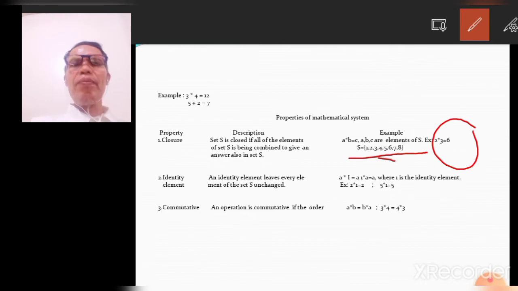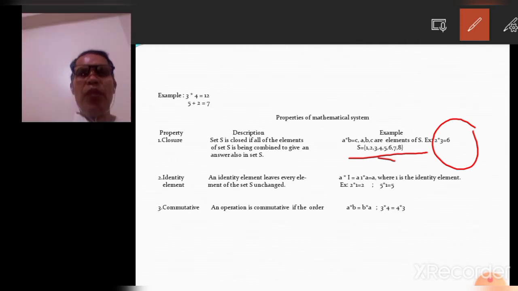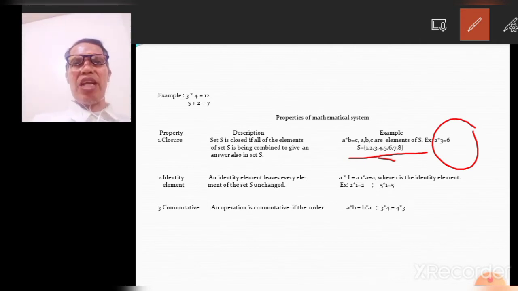So what does it mean? That any number multiplied by 1 is equal to the number being multiplied. For example, 1 times 5 is 5, 1 times 100 is 100. But in addition, the identity element is 0. What does it mean? That any number added to 0 is equal to the number being added. For example, 0 plus 5 is 5, 0 plus 10 is 10, 0 plus 100 is 100. So that is the identity property of a mathematical system.